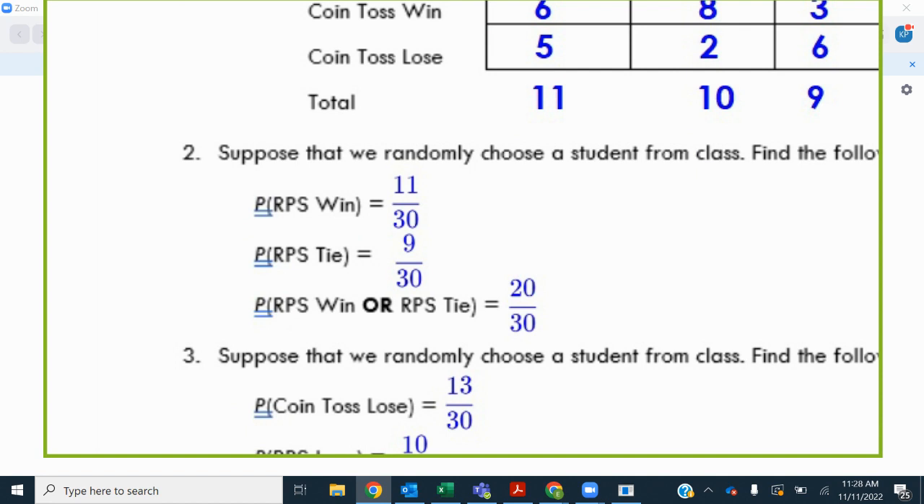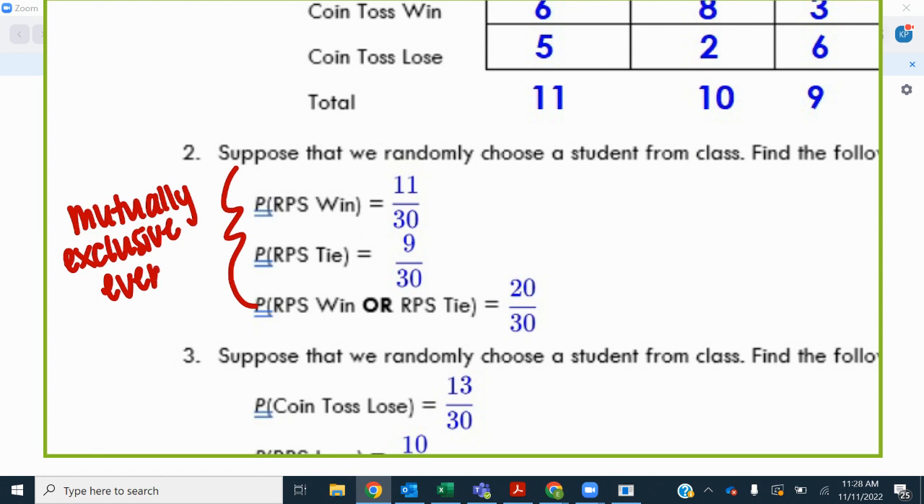So in this, first we want to label these as mutually exclusive events. And mutually exclusive means they can't happen at the same time. So when you play rock, paper, scissors, you can't win and tie in one hand. So those 2 events are called mutually exclusive.